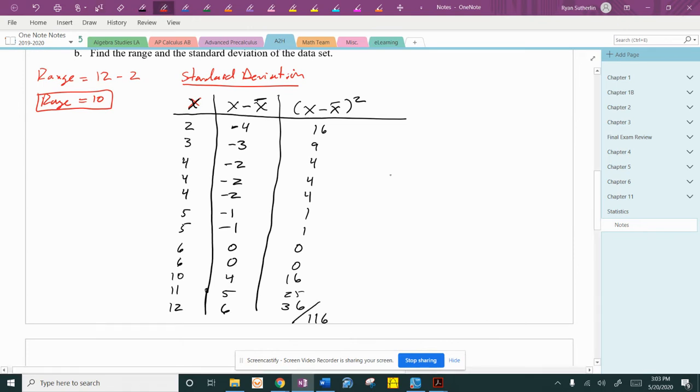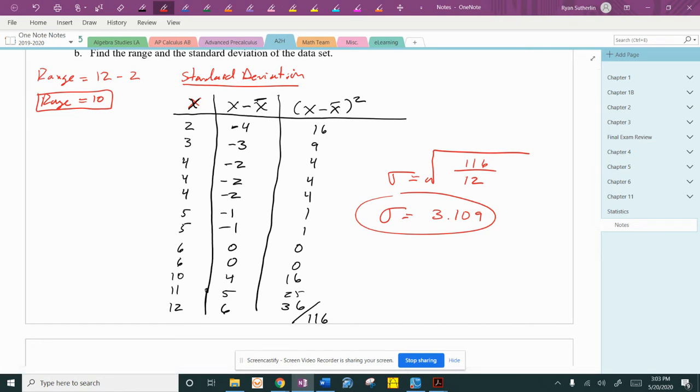So now I can use my formula. The standard deviation is the square root of the sum of my deviation squared, which is 116, divided by how many items we have. And if you do that, you get a standard deviation of 3.109. So what that means is, and we'll talk about percentages next time with the data set, is that most of my data is within 3 units of the mean.